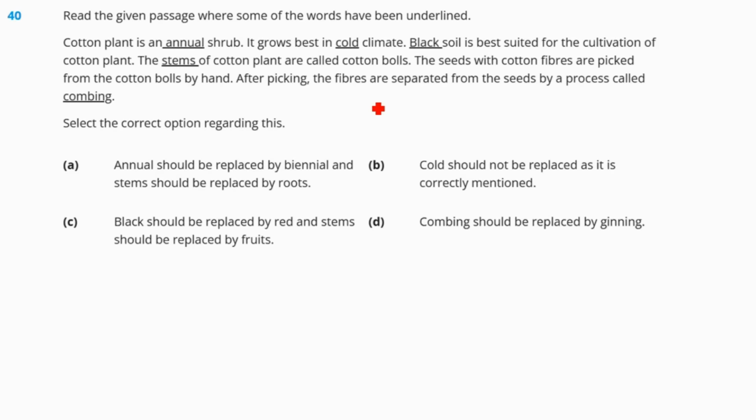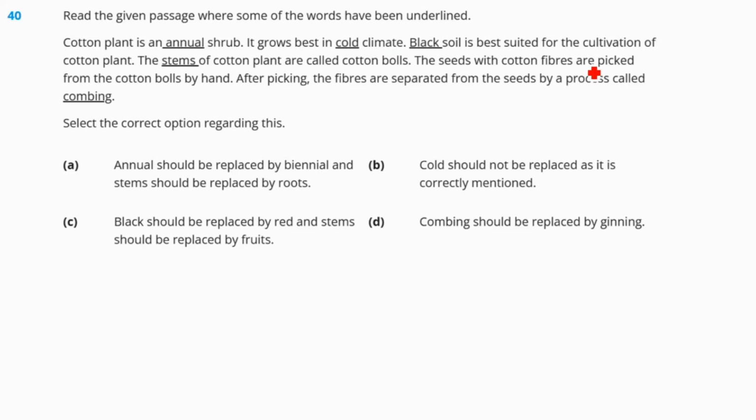Question number 40. Read the given passage where some of the words have been underlined. Cotton plant is an annual shrub. No, it is not an annual shrub. It is a perennial shrub. It grows best in cold climate. Wrong. It grows best in hot and humid climate. Black soil is the best suited for the cultivation of cotton plant. Black soil, alluvial soil, loamy soil is the best suited for the cultivation of cotton plant. The stem of the cotton plants are called the cotton bolls. Wrong. Stems are not the cotton bolls. It is the fruit that is called the cotton boll.